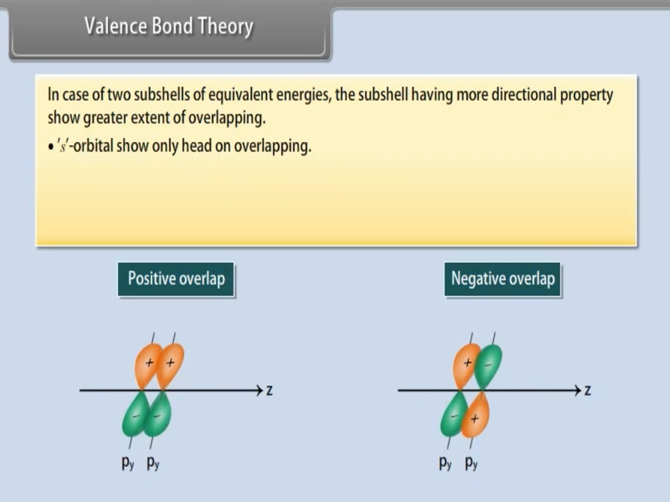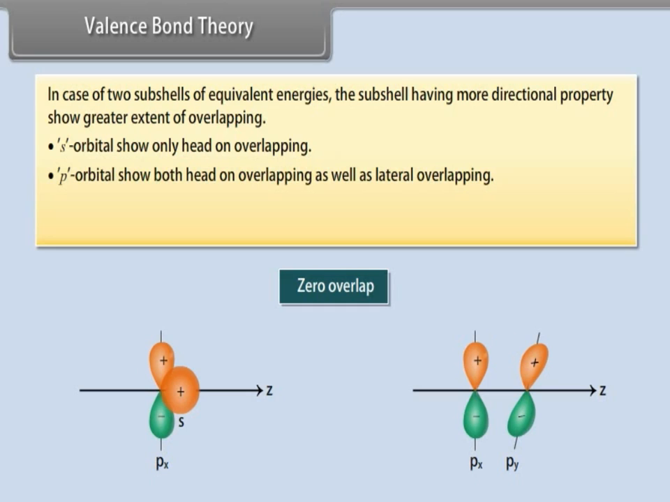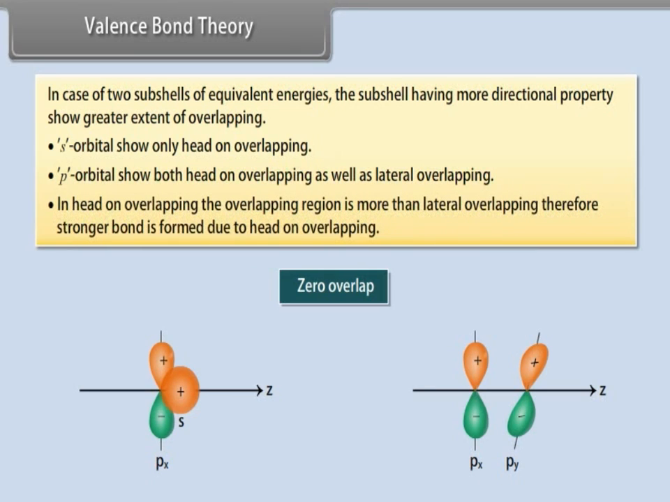S orbitals show only head-on overlapping. P orbitals show both head-on overlapping as well as lateral overlapping. In head-on overlapping, the overlapping region is more than lateral overlapping. Therefore, stronger bond is formed due to head-on overlapping.